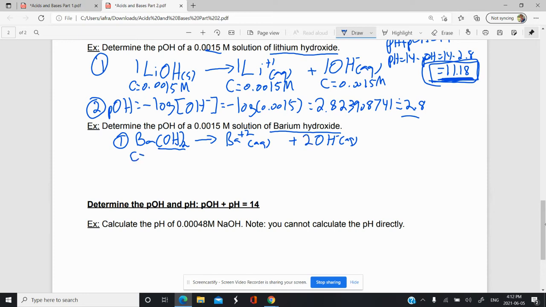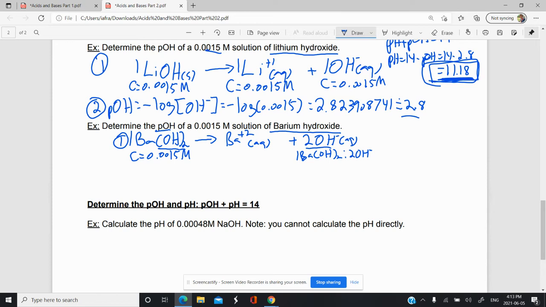Now the concentration over here is 0.0015 molar. We want to find pOH, so we need the concentration of this OH-. We have a 1-to-2 ratio, so we have a 1 barium hydroxide to 2 hydroxide ratio. So to find this concentration, because we're not changing the volume, we can just do our concentration ratios. If we're changing volume, that would be different. But right now, we're just assuming same volume.